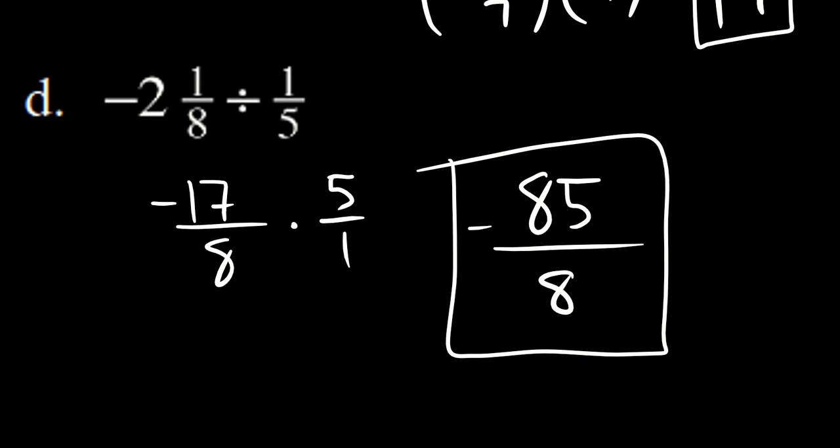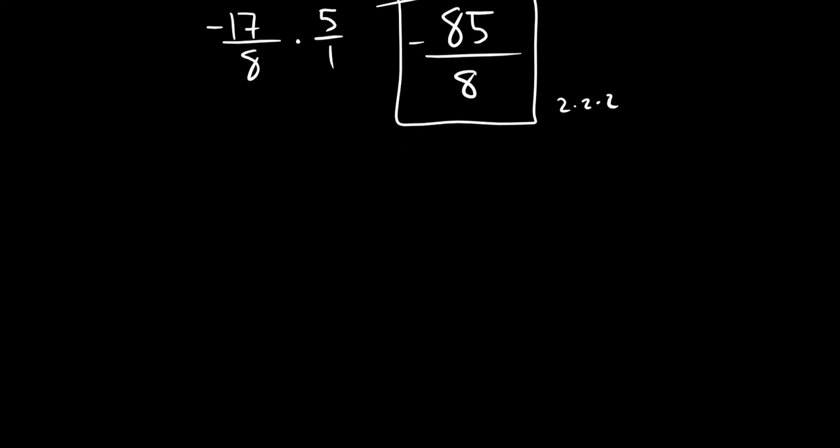85 divided by, what is 85 divided by 5? It's 9, right? No, it's 17. That's a prime number. So this is 17 times 5, another prime number. And then my denominator is all factors of 2. So there's no giant 1 there. That's the answer, right? It's negative 85 eighths. So fun with fractions, 2 nights in a row.